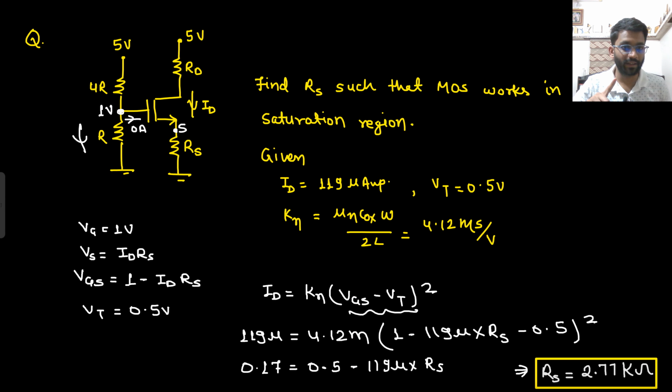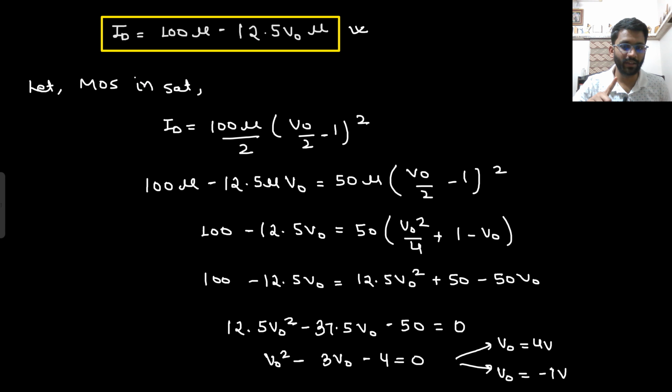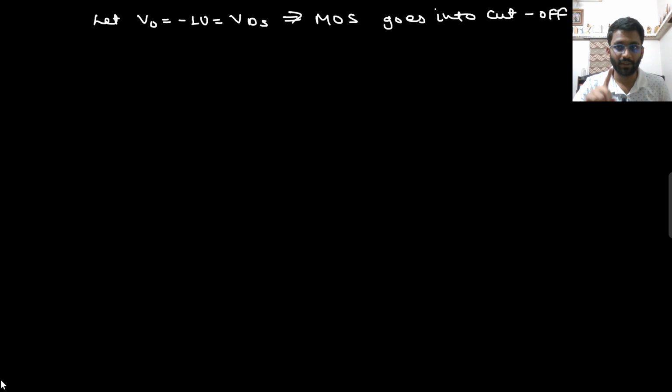But here V naught is becoming minus 1 volt. So there can be a possibility that it is in the cutoff region. So we have to check now. So check. I am writing check. We are checking.